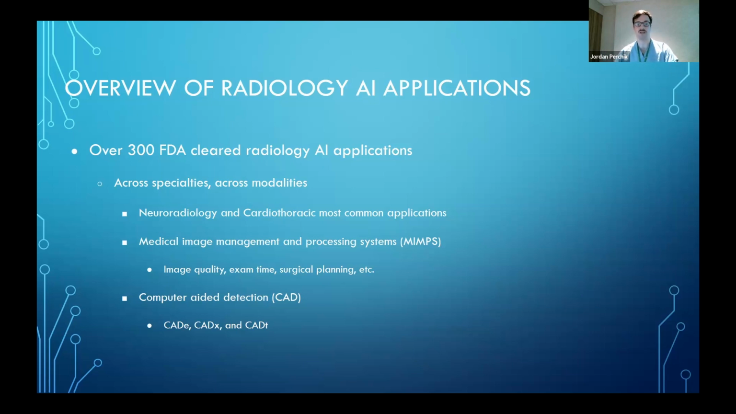Applications can broadly be divided into two categories by the FDA. So these are medical image management and processing systems, or MIMPs. And these are primarily related to image quality, image processing kind of applications. And then you have computer-aided detection applications. And these are related to assisting the radiologist in making their diagnosis. And there are three subtypes of these.